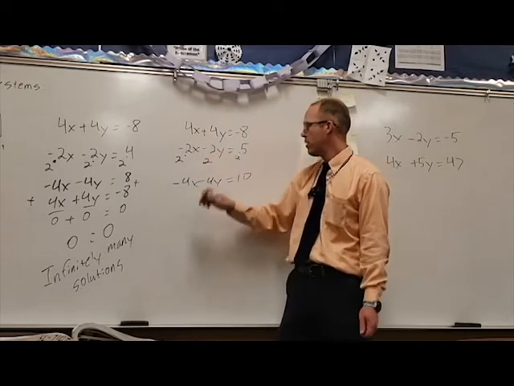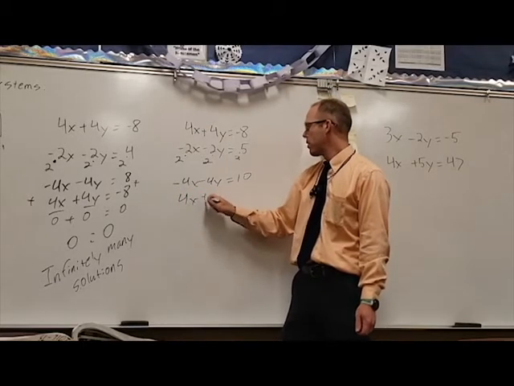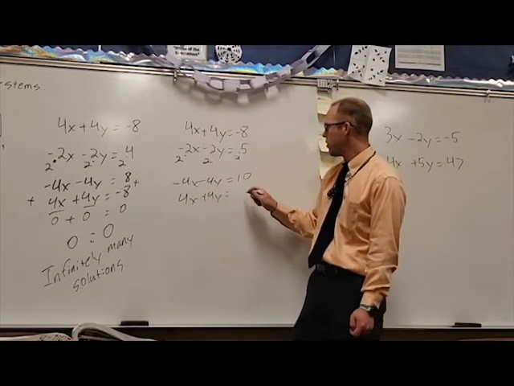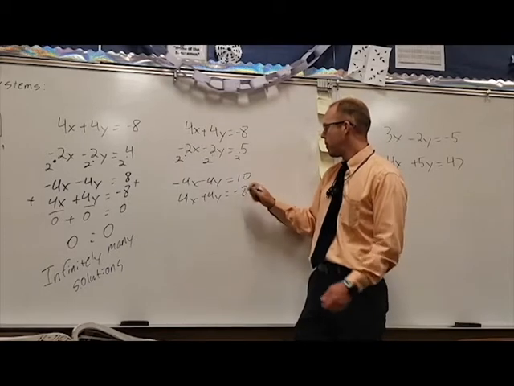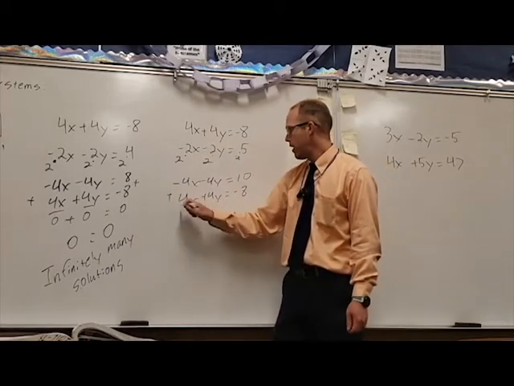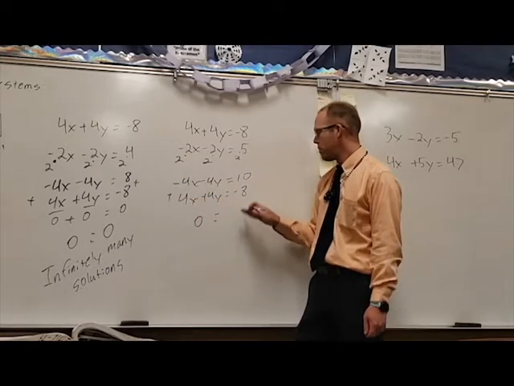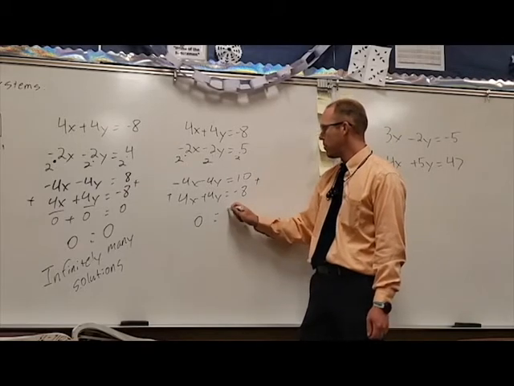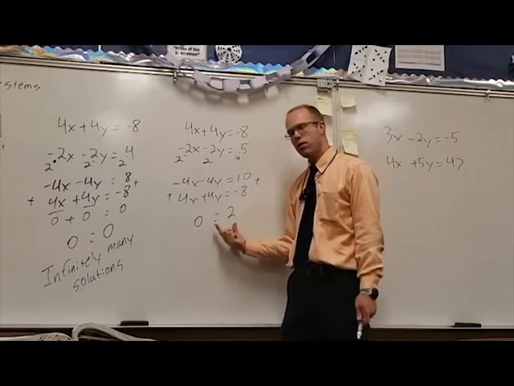And here we have 4x plus 4y equals -8. And so these are both going to eliminate again. We end up with a 0 on the left-hand side, but on the right-hand side this time we end up with a 2. And 0 does not equal 2.